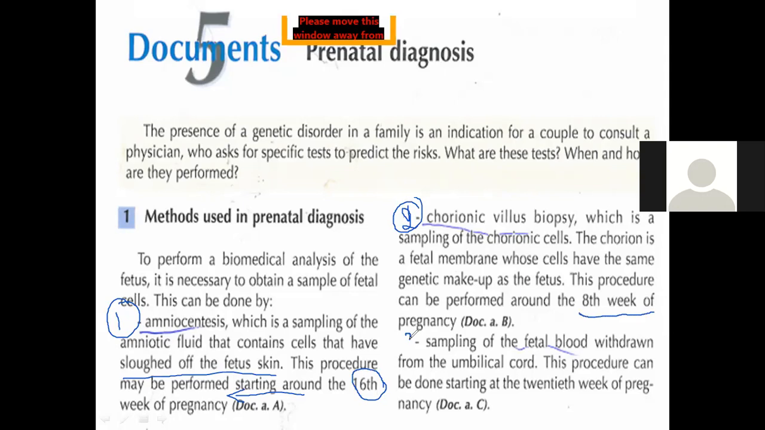While the third method is fetal blood sampling, the withdrawal of the fetal blood from the umbilical cord. This can be done starting from the 20th week of pregnancy. So here we have three methods. You have to know these three: amniocentesis, chorionic villus biopsy, and fetal blood sampling. Okay, guys? So these are the three methods.